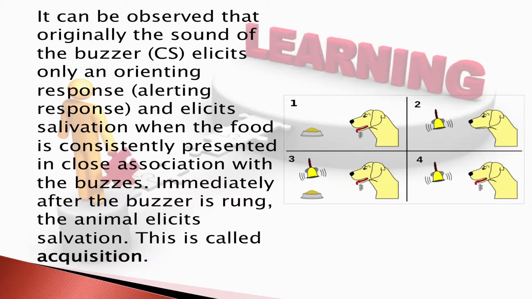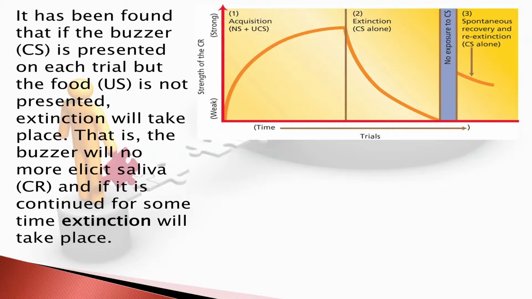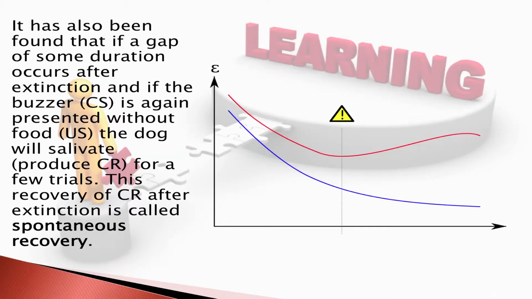This is called acquisition. It has been found that if the buzzer, CS, is presented on each trial but the food, US, is not presented, extinction will take place. That is, the buzzer will no more elicit saliva, and if this is continued for some time, extinction will take place. It has also been found that if a gap occurs after extinction and the buzzer, CS, is again presented without food, US, the dog will salivate, producing CR for a few trials. This recovery of CR after extinction is called spontaneous recovery.